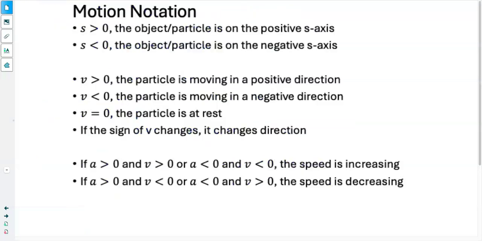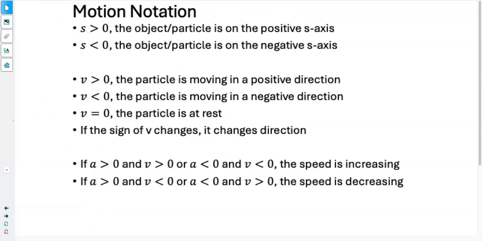Okay, so next we're going to look at some motion notation. If our s is greater than zero, the object or particle is going to be on the positive s-axis. If it's less than zero, we're on the negative s-axis. If our v is greater than zero, the particle is moving in a positive direction. If our v is less than zero, the particle is moving in a negative direction. If our v is equal to zero, then that means our particle is at rest.